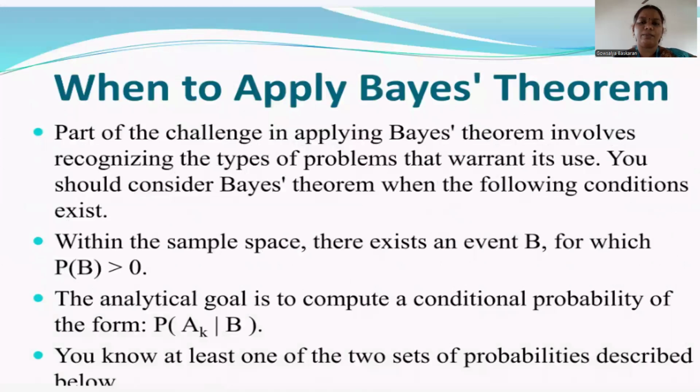When we have to apply Bayes theorem, we have the following rules. Part of the challenge in applying Bayes theorem involves recognizing the types of problems that warrant its use. You should consider Bayes theorem when the following conditions exist. Within the sample space, there is an event B for which probability of B is greater than 0. The analytical goal is to compute a conditional probability of the form probability of A given B. You know at least one of the two sets of probabilities given below.